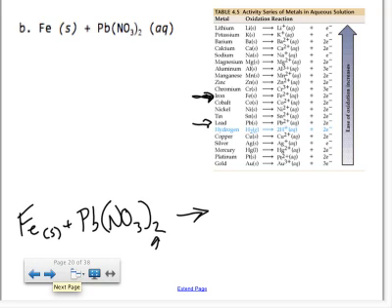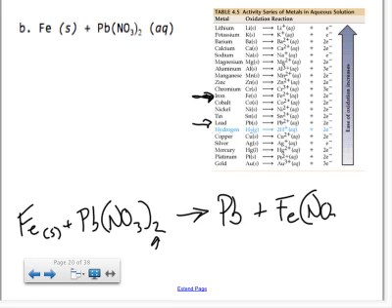You can tell because there's 2 nitrates, and each nitrate is -1. So just switch out the metals. You don't need to change the number of nitrates. And, I'm sorry, that should be a 2. You don't need to change the number of nitrates.